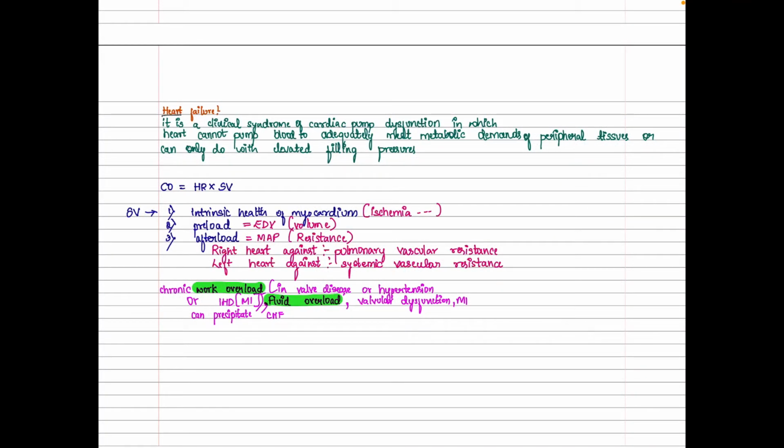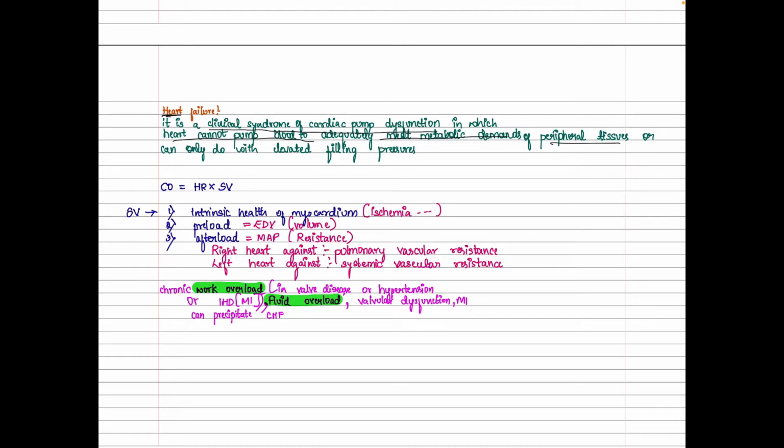Now let's see heart failure. As we know, the heart is a pump which pumps oxygenated blood to all the tissues. When this pump fails to do its function, it is termed heart failure. Hence, the definition is that it is a clinical syndrome of cardiac pump dysfunction in which the heart cannot pump blood to adequately meet the demands of peripheral tissues. That is, the oxygen demand by the peripheral tissues is not fulfilled by the heart.